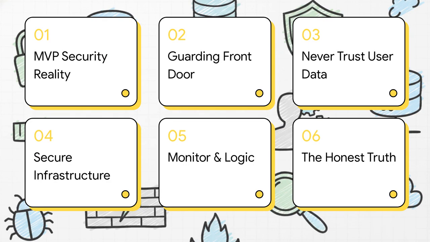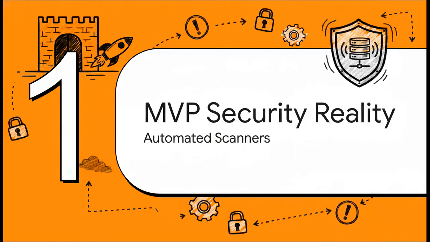Here is our layers of defense blueprint, showing how we'll build a fortress around your MVP from the outside in. We've got 1. The MVP security reality. 2. Guarding the front door. 3. Never trust user data. 4. Securing your infrastructure. 5. Monitoring in business logic. And finally, 6. The honest truth. All right, kicking things off with Section 1, the MVP security reality.